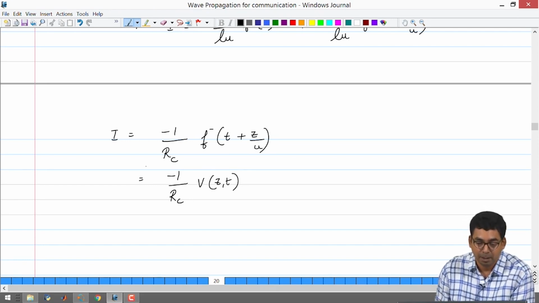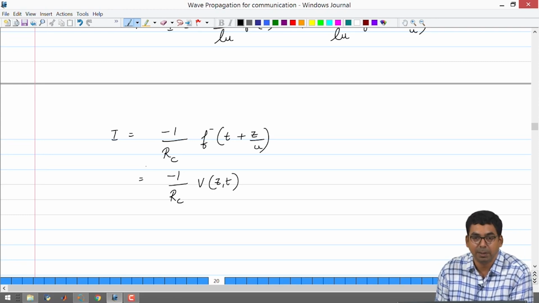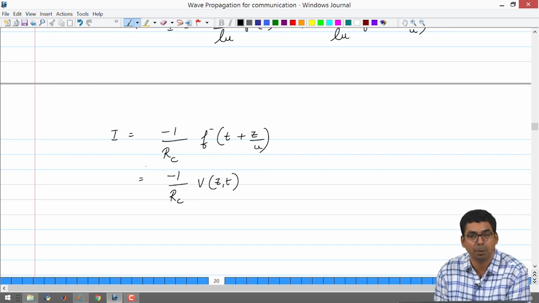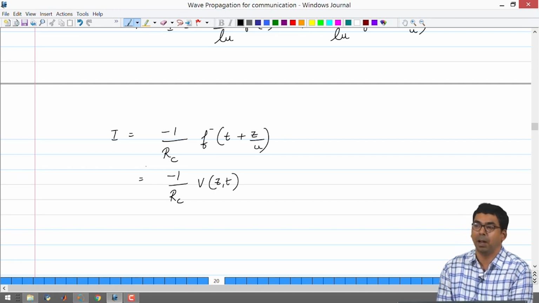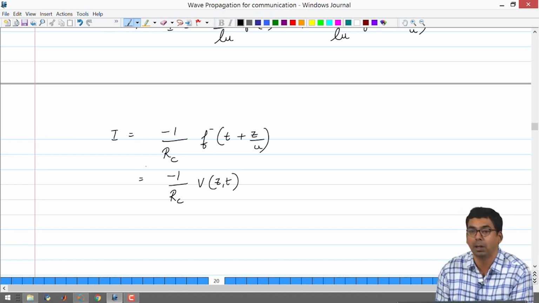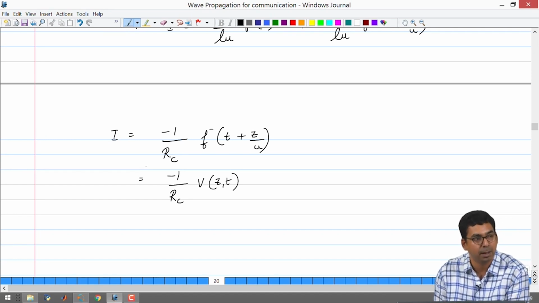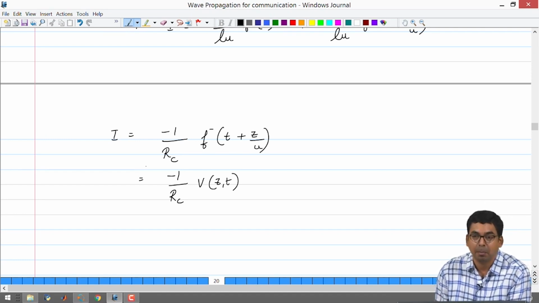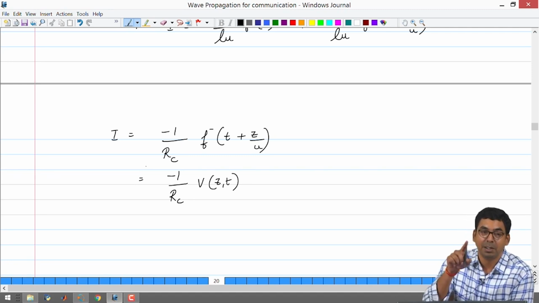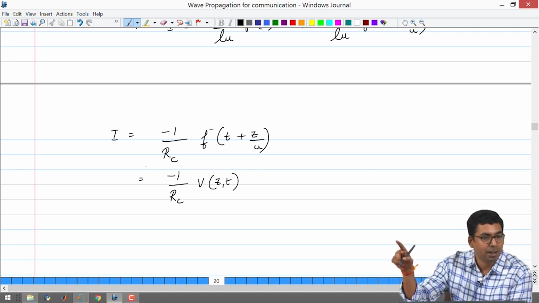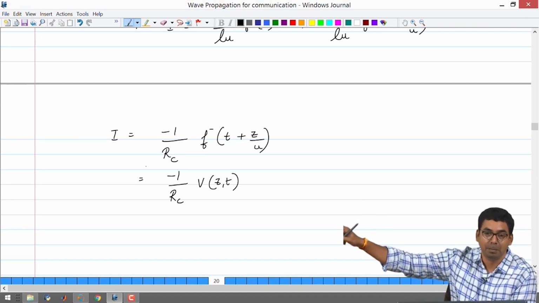So for the forward traveling voltage wave, the current will be simply 1 by Rc times V of z comma t, but for the backward traveling voltage wave, the current will look like minus 1 by Rc V of z comma t, which means that if you have to write down the expression for the total current in your transmission line, you will be having some positive current for the forward traveling, all right, minus some current going in the other way.